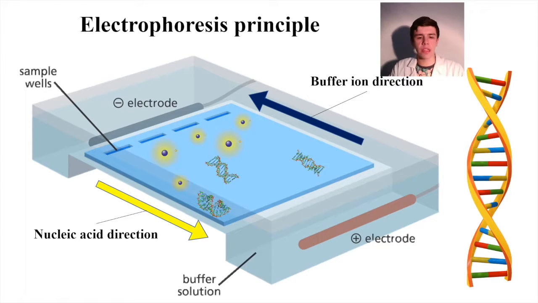The samples traveling within the gel present distinctive frictional interactions. This phenomenon is known as electroendosmosis. The mobility of a molecule is inversely proportional to its size and directly proportional to its charge.